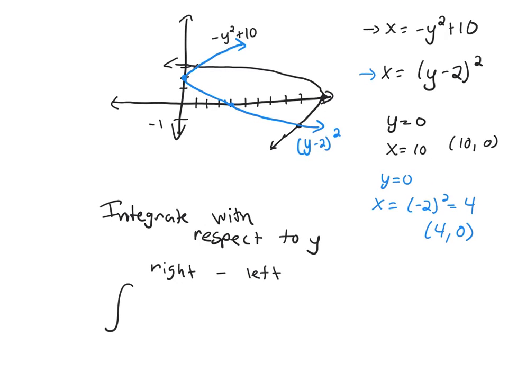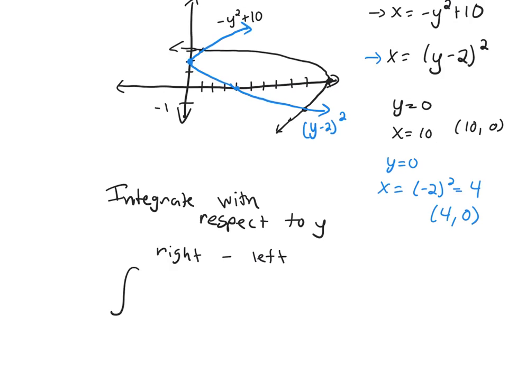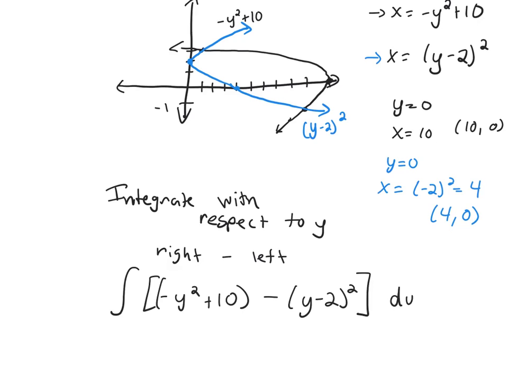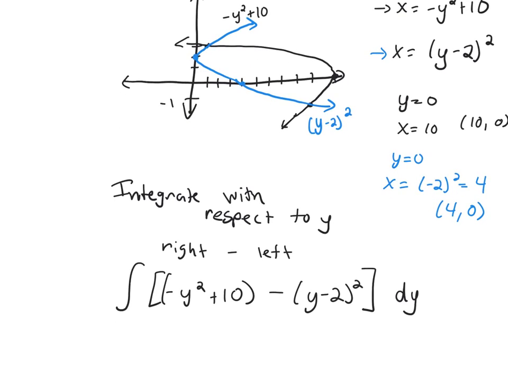So I'm going to integrate the function on the right, which I said was the black equation, so that's the minus y squared plus 10. That's going to come first, minus y squared plus 10. And then you're going to subtract the left function, which was the blue one, y minus 2 squared. What are my bounds for this integral going to be? -1 to 3. My range for my y value is -1 to 3.